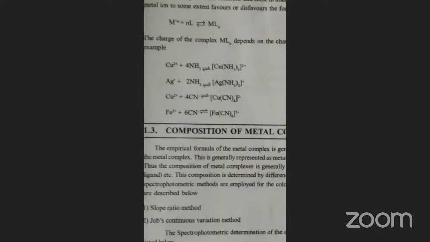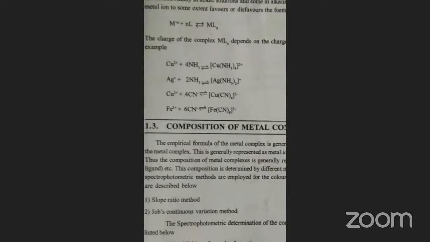In this, another example is there. Silver, Ag plus, reacts with 2 moles of ammonia and produces a silver ammonia complex. Copper plus 2 also reacts with 4 moles of cyanide, or cyano ligand. It produces the tetracyanocuprate complex.